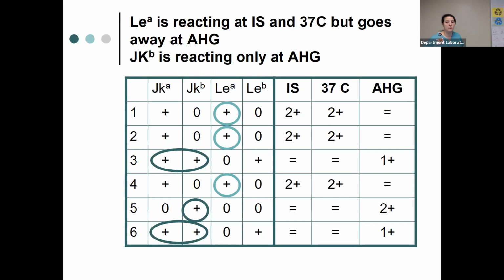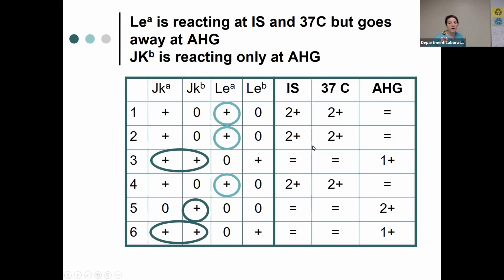All right, so let's just take an example, and this is, of course, not a whole panel, just kind of a snippet of panels, but this is what some reactions would look like if you had multiple antibodies. Notice that we have an antibody that's reacting at initial spin, 2+. We also have some reactions at 37. Notice that the cells that are reacting at initial spin and 37 go away at AHG. Okay, and then notice that the AHG reactions do not have reactions at initial spin and 37. So we are definitely dealing with multiple antibodies here. All right, so screening cells 1, 2, and 4 are reacting at initial spin and 37. Panel cell 3, 5, and 6 are reacting at AHG. Okay, so we are dealing with two different antibodies here.